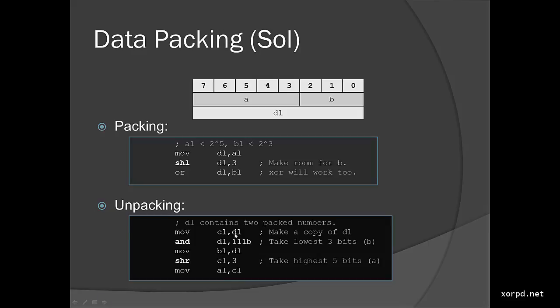Next, we use the copy of DL that we have kept before inside CL, and we shift right by 3, which means that we are going to get A. A will actually move 3 positions to the right, and we will have A from bit 0 to bit 4. Finally, we move the result, CL, into AL, which means that now the lowest 5 bits of AL are going to contain the number A, and the highest 3 bits of AL are going to contain 0. And we successfully unpacked those numbers.